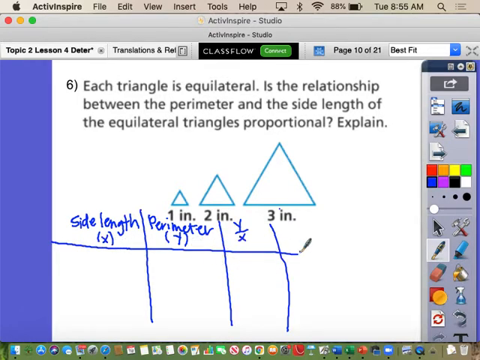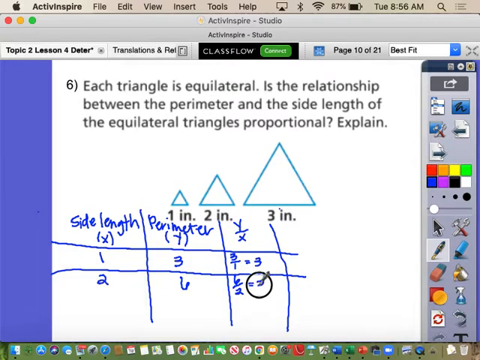Okay. So I've got my table set up. For my first triangle, the side lengths are what? 1 inch. So to find the perimeter, I do what with all of my sides? Add them all. So 1 + 1 + 1 would give me 3. And then I'm going to do y over x. So 3 divided by 1 gives me what? 3. Okay, so the unit rate for that triangle is 3. For my next triangle, what's my side length? 2 inches. So what would the perimeter be? 6. Yes, 2 + 2 + 2 would give me 6. And then I'm going to divide y by x, so 6 divided by 2, and that gives me what for my unit rate? 3.